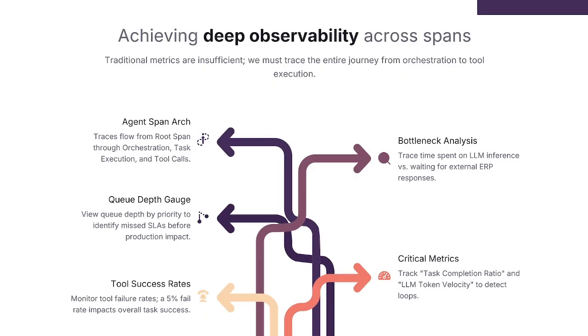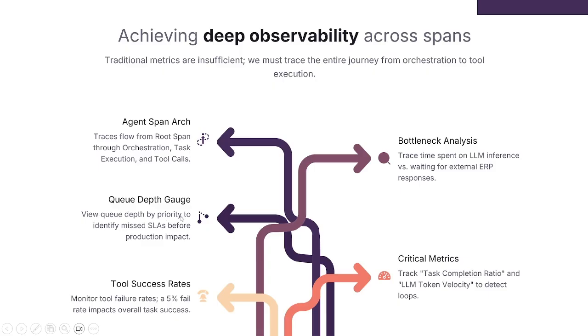So observability connects the following together. It connects cost, latency, errors, queues, and traces all together into your report, so you know the problem that is happening in the system, and then you can design for correction to make the system reliable. So we have the agent span arc. Traces flow from root span through orchestration, task execution, and tool call. We have the queue depth gauge. As we have said, this is how it works.